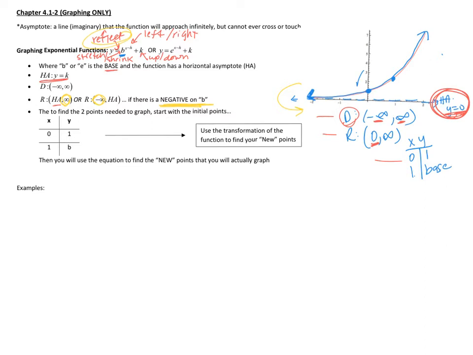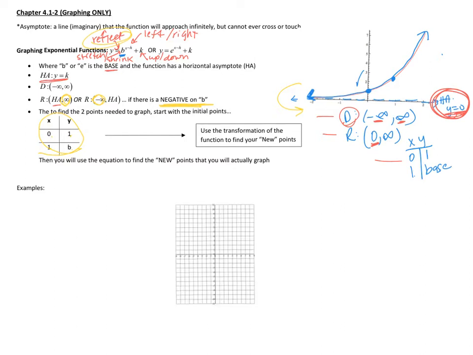The next thing that could happen when we start to transform things is this table of values is going to now change. So instead of having 0, 1, 1, the base number, we would move those points up, down, right, left, stretch, shrink, reflect, all right? So let's look at a few examples so we can see what's happening here.